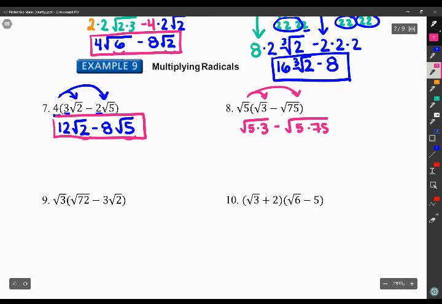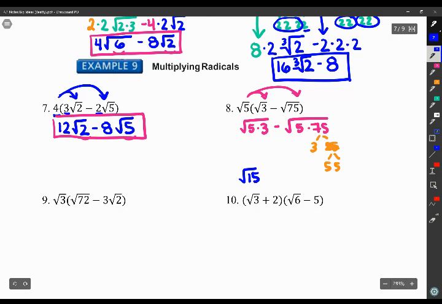Since it's already broken down, we're trying to look for pairs. When I look at 5 and 3, I don't have a pair. So that's going to stay 15, which is fine. I'm just going to leave that for just a minute though. When I look at 5 and 75, 75 actually breaks down. Think of that as 3 times 25. So this will break down to be 5 and 5. And so now when I'm looking at it, and I'm looking for pairs again, I don't have a pair in the first group. So this is going to stay root 15.